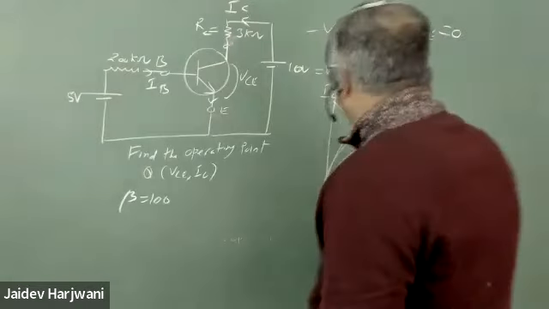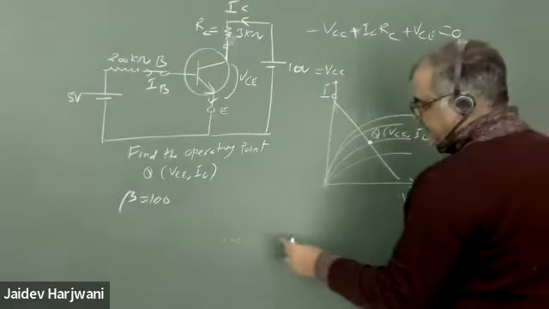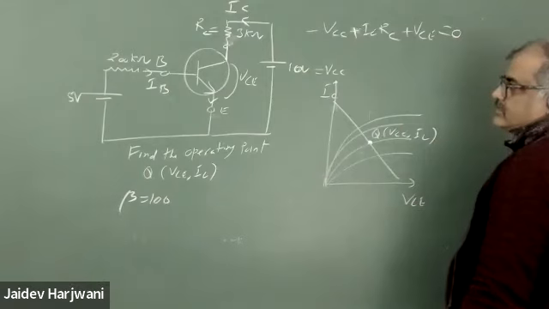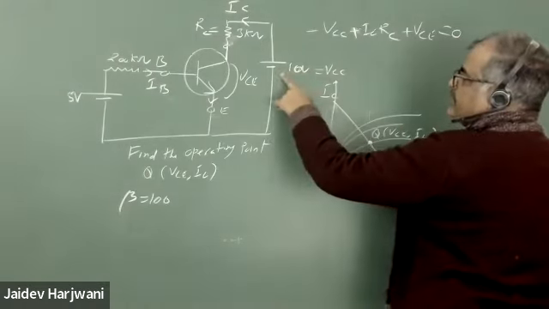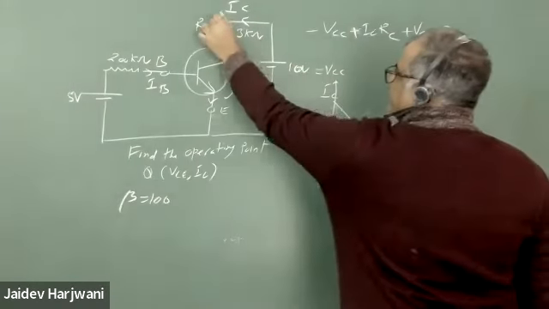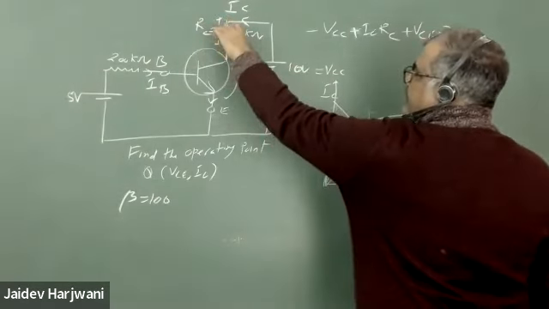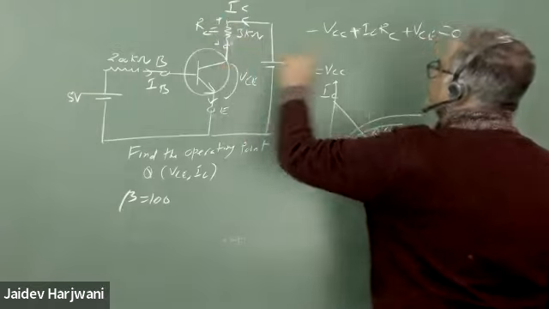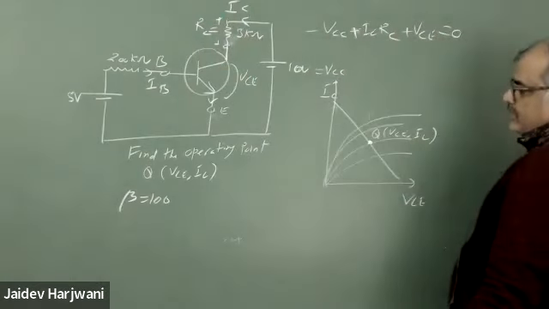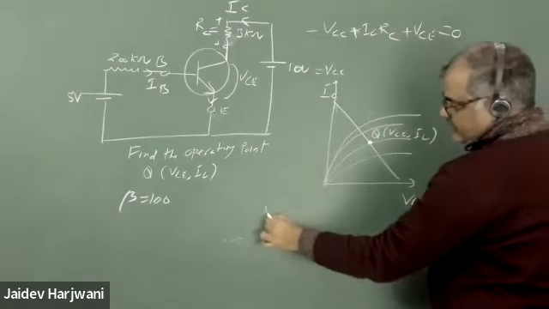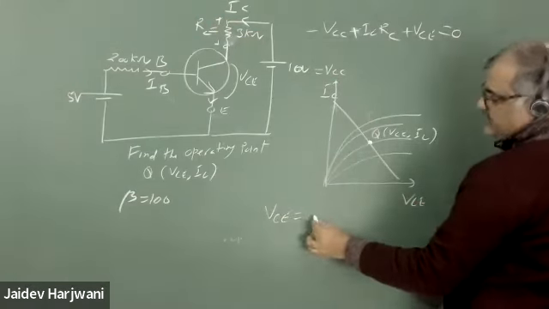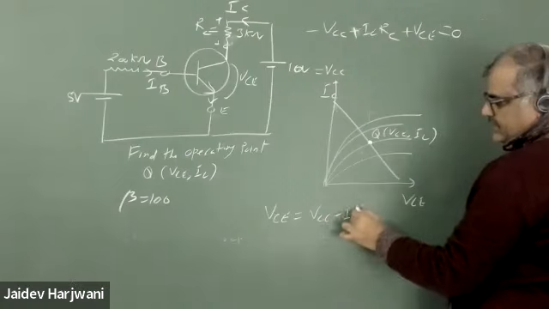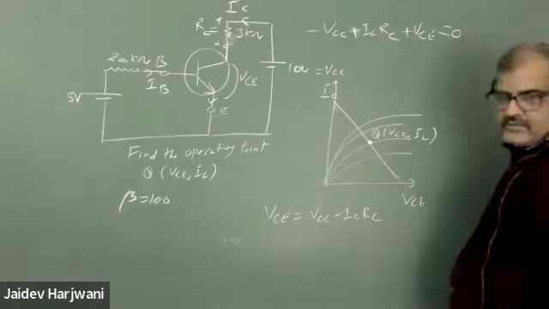So when I see this equation: minus VCC, plus ICRC, plus VCE equals 0. From this equation, your VCE is VCC minus ICRC.